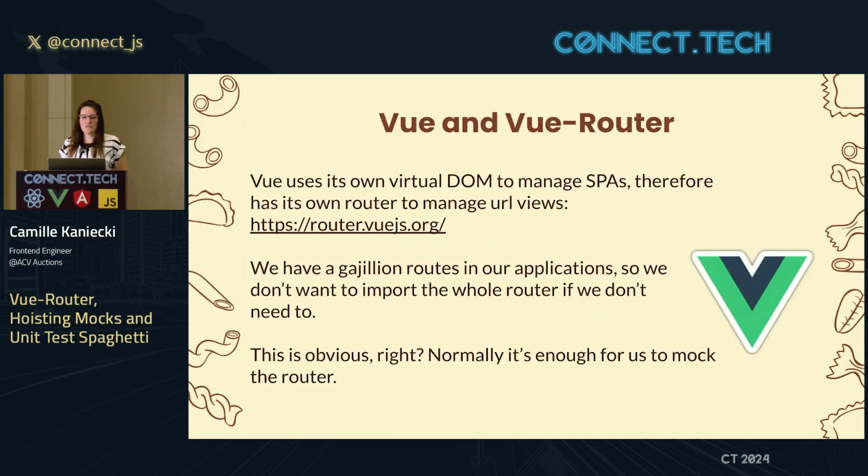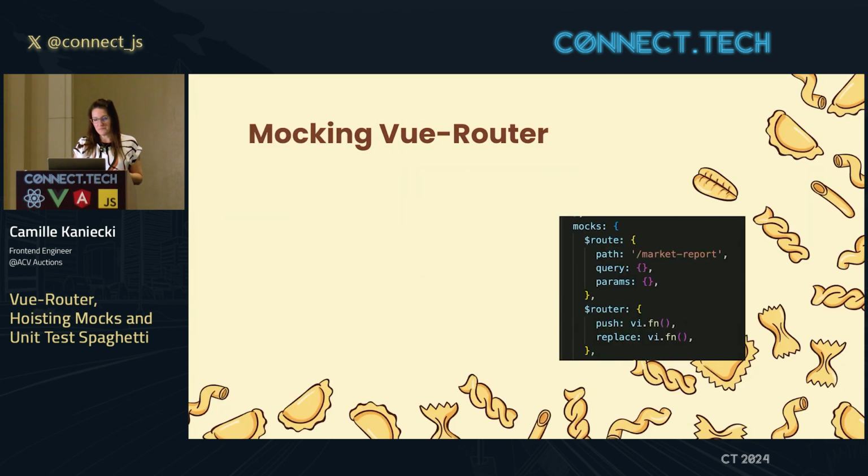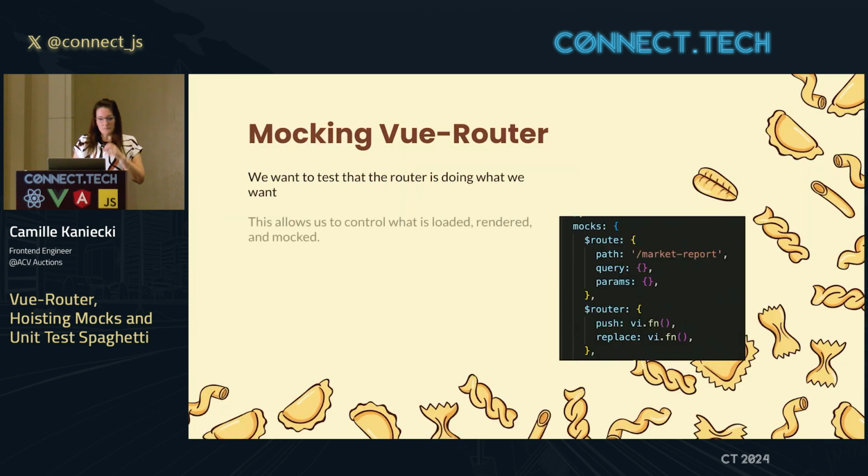Vue uses its own virtual DOM to manage its single page applications, and it has its own router to manage URL views. I would be very surprised if you haven't used it, so I'm going to just skip over that really quickly. When we're running unit tests, we don't want to import the whole router if we don't have to, because there is a ton built in out of the box. There are a lot of routes we have to reference and so on. This is obvious, and normally just mocking the router is enough for what we need.